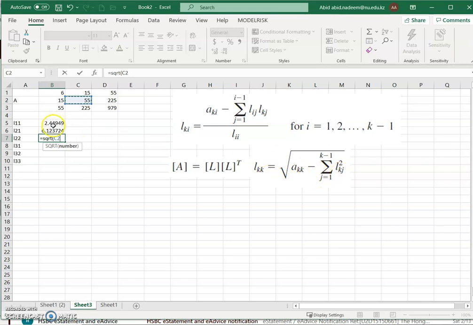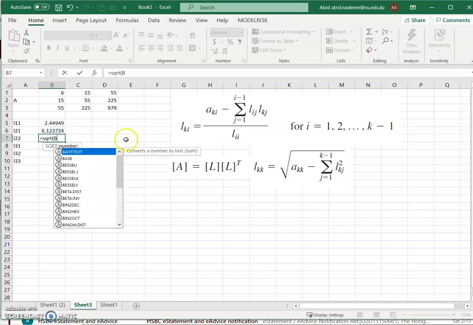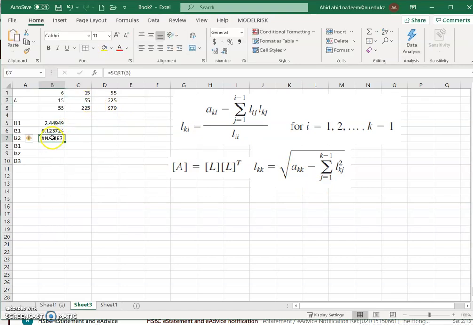So what is L21? L21 is this one term. Anyway, first we will take A22, which is this term, and replace it. So L22 is the square root of A22, this term, minus this one, L21 is here, and that is squared, and then close the bracket for the square root. So it will be 4.1833.